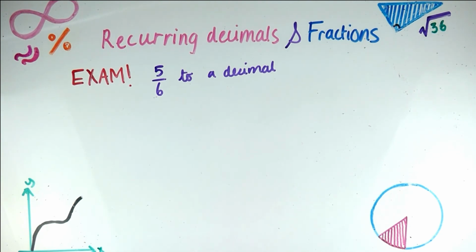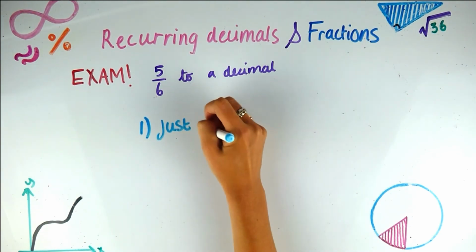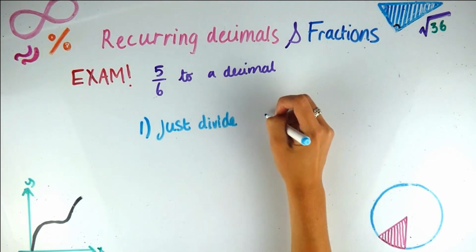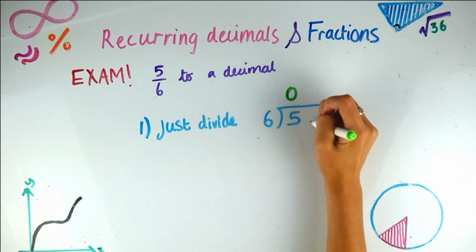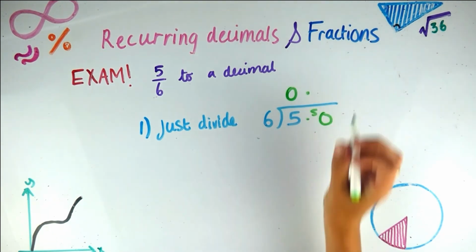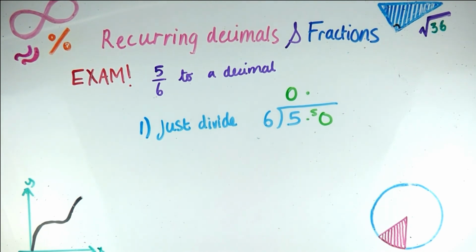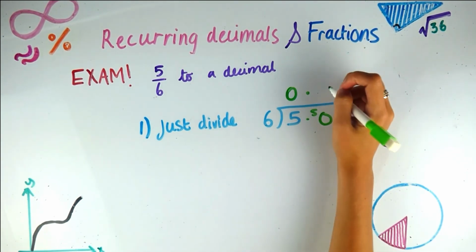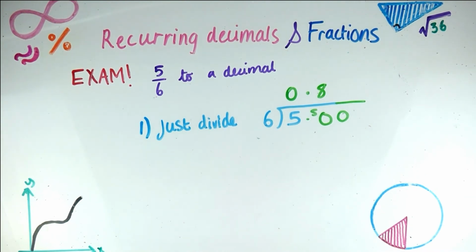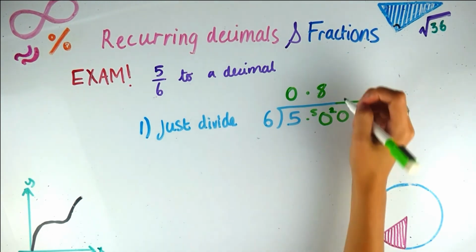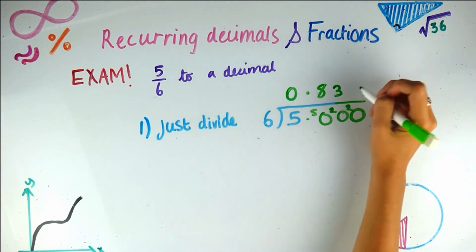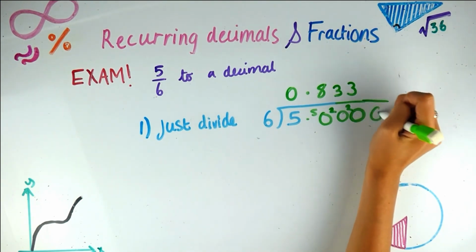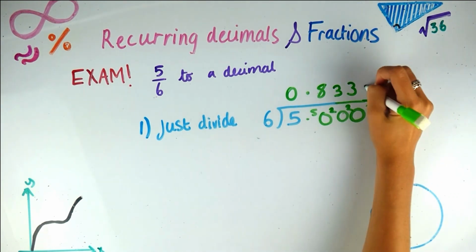So I'm going to go with the step 1 method, just divide. So just do long division. How many 6s go into 5? Well, there's 0, but we have a remainder of 5. So put the decimal point in, don't forget. How many 6s go into 50? And that is 8. But 6 times 8 is 48, so we have remainder 2. How many 6s go into 20? And that's 3. But 6 times 3 is 18, so we have remainder 2. So how many 6s go into 20? We just did that, it was 3, with remainder 2.